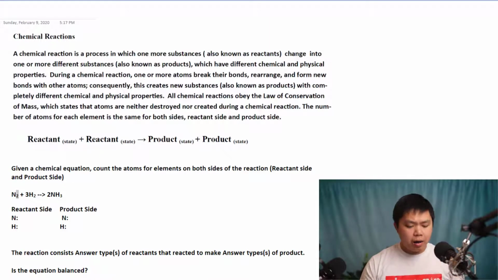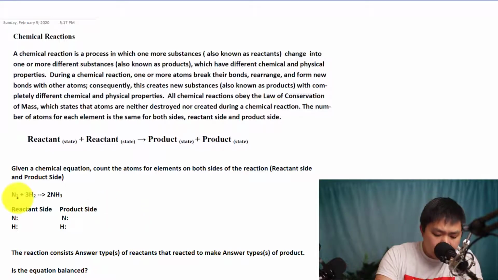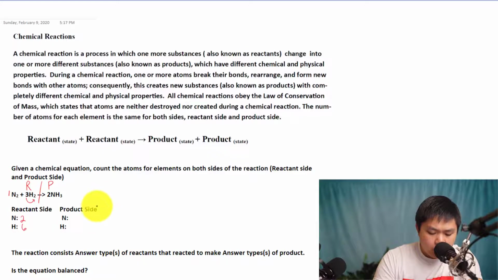Now let's try another one where we are going to look more carefully at whether this equation follows the law of conservation of matter. We have nitrogen here. Again, there's nothing there, so we assume it's going to be 1. What's 1 times 2? 2. Now, we don't have any more nitrogen, right? Again, this arrow divides the reactant from the product side. So in this case, we have 3 times 2, that gives us 6. And we don't have any more hydrogen. Over here, we have 2 times 1 gives us 2. And 2 times 3 gives us 6.